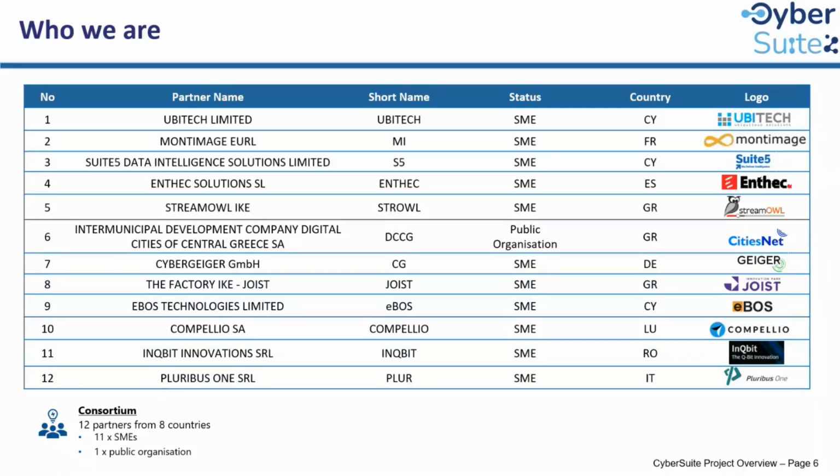Compelio for agri-food. We also have partners involved in cybersecurity awareness and training, ensuring that adoption is not just technical, but also cultural and organizational. Those partners are Ubitech, Joist, and EBOS. This combination of technical depth, domain-specific validation, and right outreach capacity allows CyberSuite to be both ambitious and grounded in real-world impact.